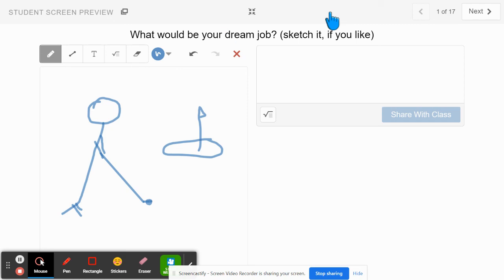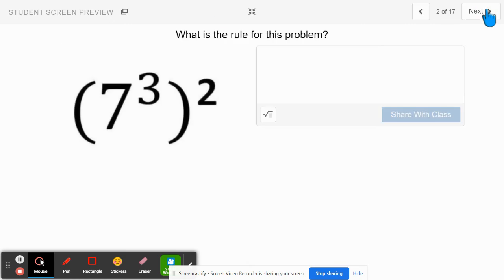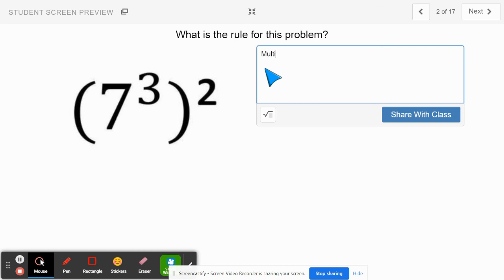All right, so now, next problem. What's the rule for this problem? Give me an explanation of the rule if you can. That'd be great. All right, so for this one, I would say multiply the exponents and keep the base. And I don't know if you guys can actually give me the answer with this guy.